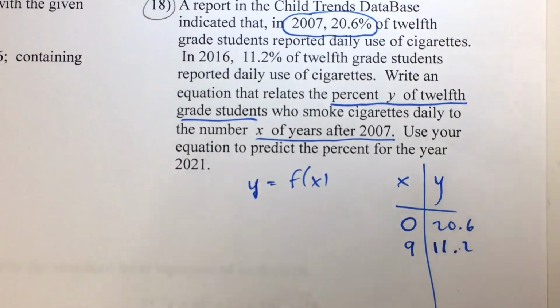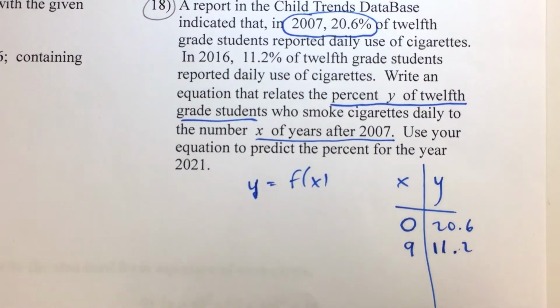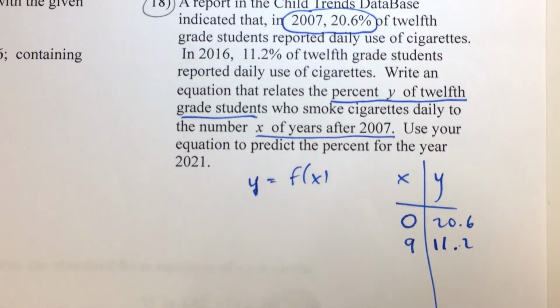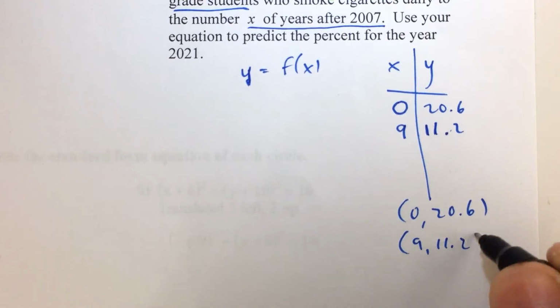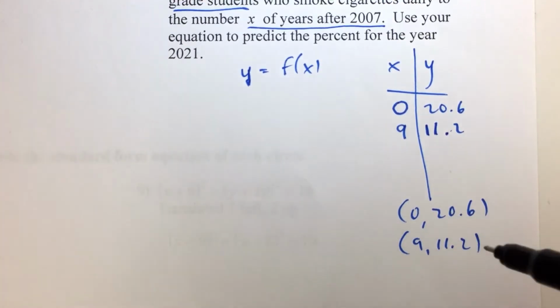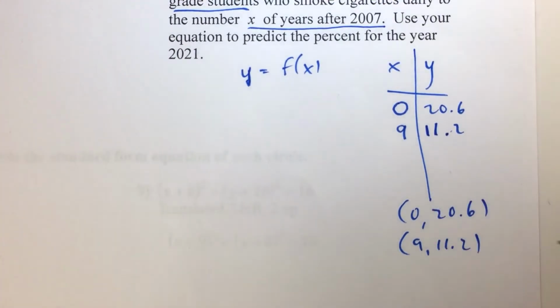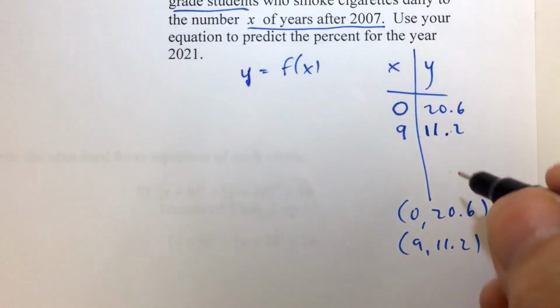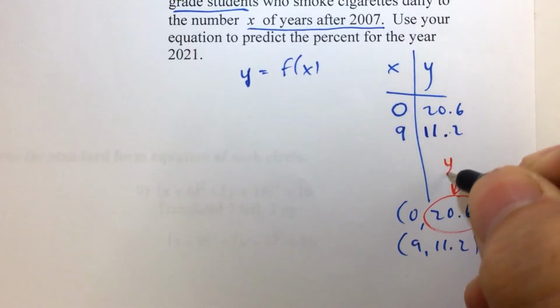So all we have here are 2 points: (0, 20.6) and (9, 11.2). We're really trying to find the equation of the line through these 2 points. That's all we're trying to find. And we got fortunate here, because 20.6 is our y-intercept.